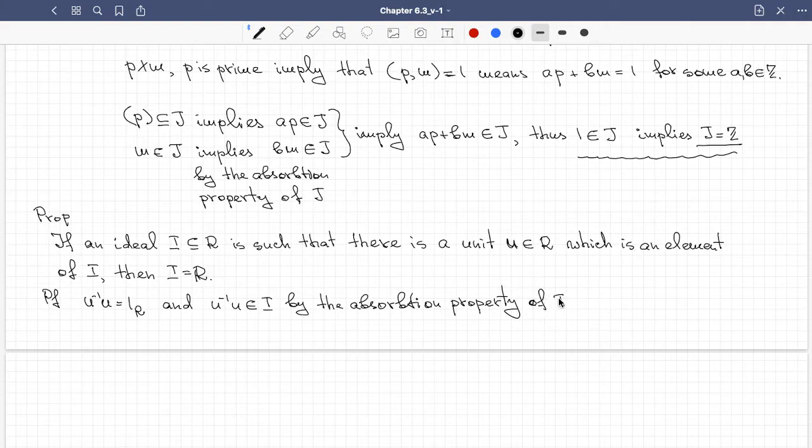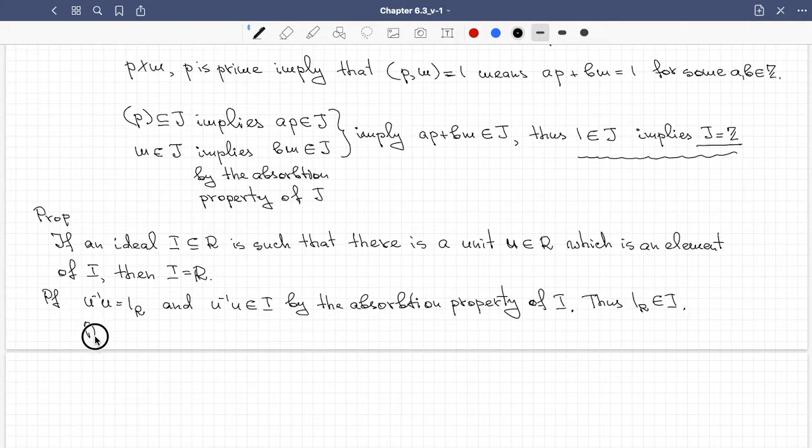Of I. That's embedded into the definition of ideal. You remember, an element of the ideal times any element of the ring is again an element of the ideal. Thus, the identity of the ring is an element of the ideal.